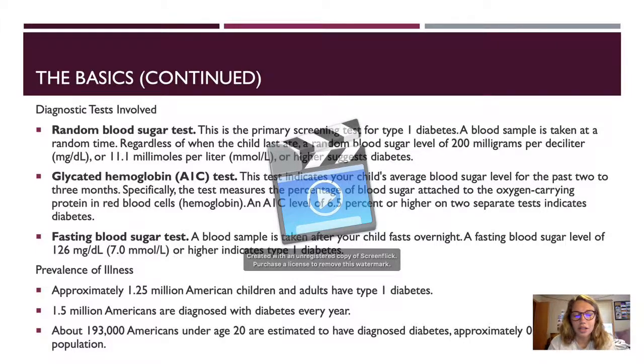The prevalence of this illness is fairly common. Approximately 1.25 million American children and adults have type 1 diabetes. 1.5 million Americans are diagnosed with diabetes every year. That includes all kinds of diabetes. So there are different classifications, but this presentation is specifically about type 1 diabetes. About 193,000 Americans under the age of 20 are estimated to have diagnosed diabetes, and that's approximately 0.24% of the population.